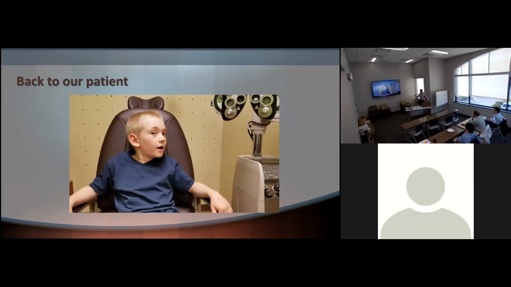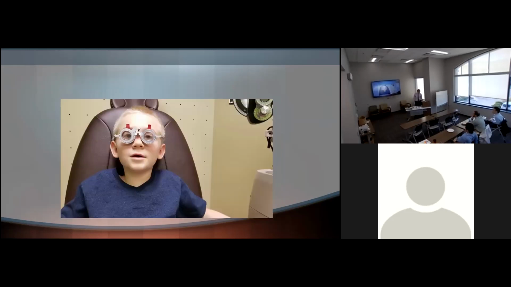So I put 7 base out prism OU, and also over minus with -1 both eyes, so he can accommodate and he can converge. And while he's reading, he was immediately straight ahead while he's looking at the distance. Okay.